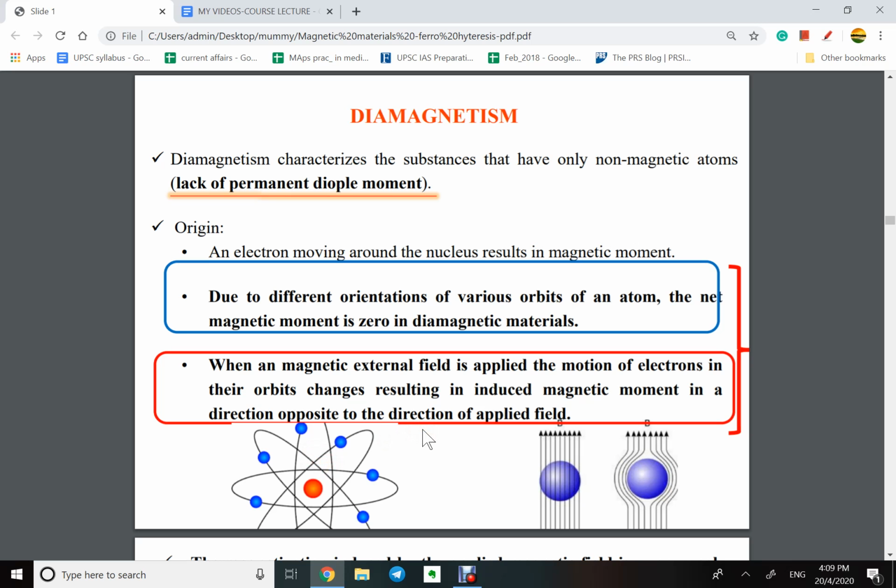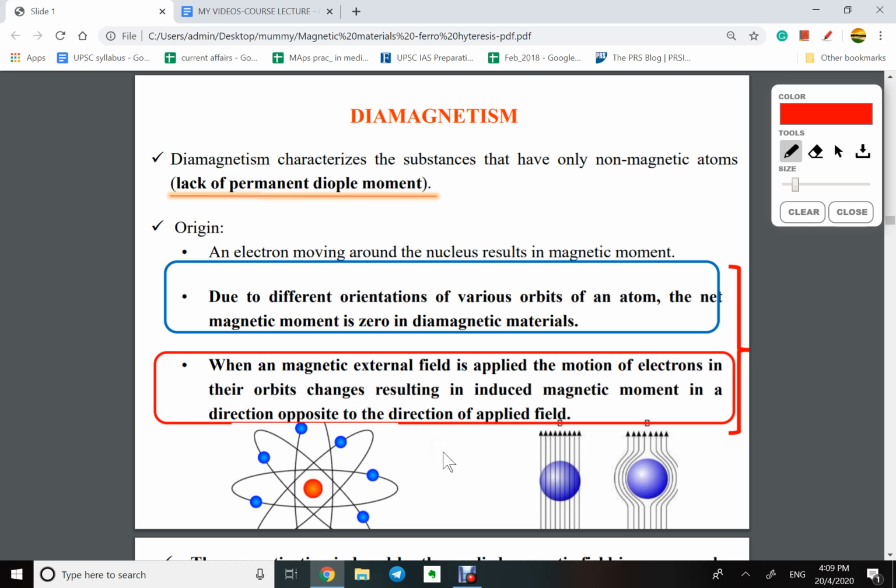All these we say when there is no external magnetic field applied. If you apply the external magnetic field to the diamagnetic atom, what is going to happen? When it is applied, the orientation of the orbit changes. So when the orientation of the orbit changes, the direction of the magnetic moment also changes. So the net magnetic moment now is not equal to zero. It has some value, but that value is very low. Net magnetic moment is very low, but there is a magnetic moment. This is known as induced magnetic moment.